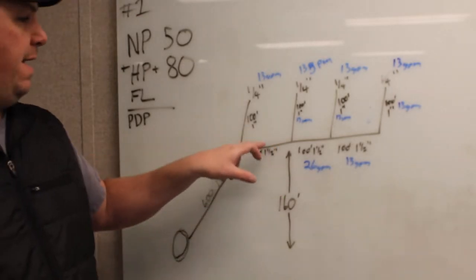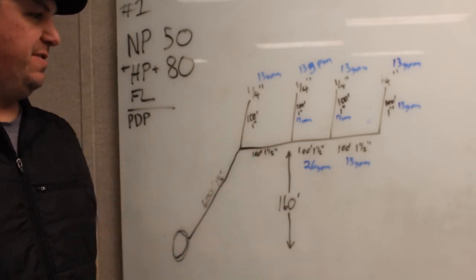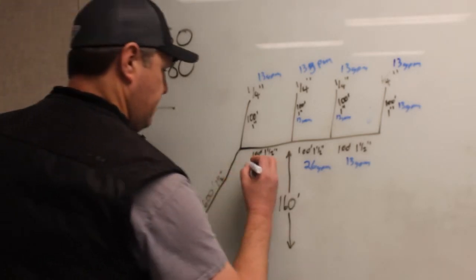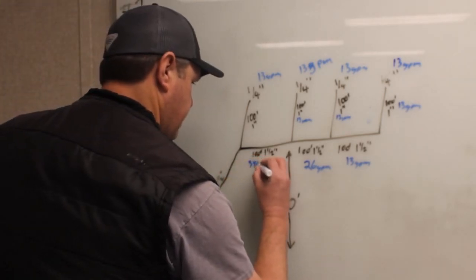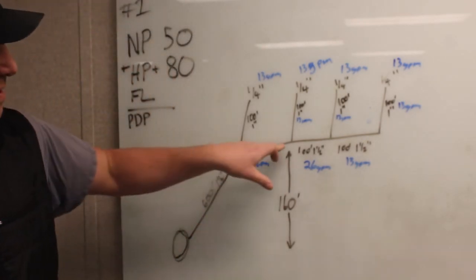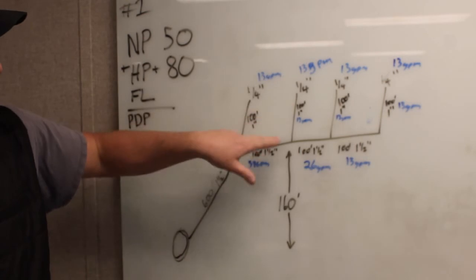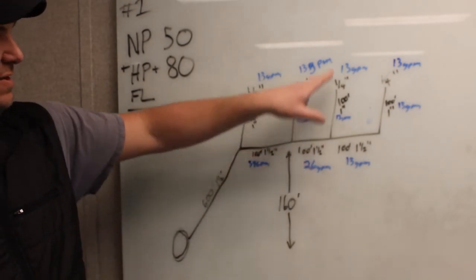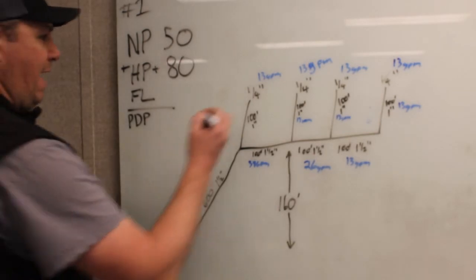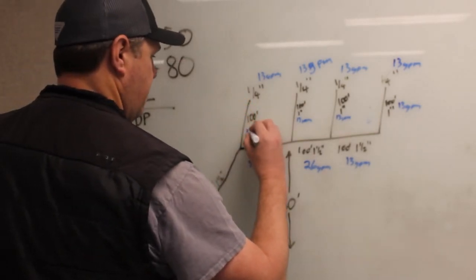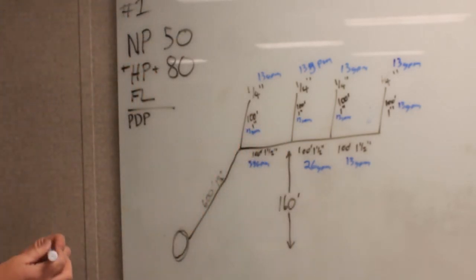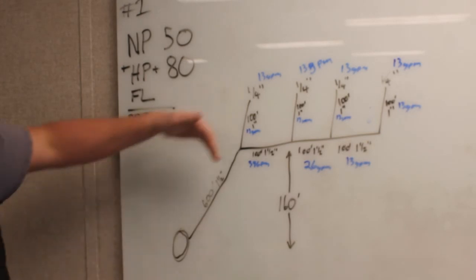All right, I'm looking at this piece of 1.5 inch hose. How much volume is flowing through this piece of 1.5 inch hose? It's 39. So 39 gallons per minute flows through this piece of 1.5 inch hose. 13 comes off, and 26 keeps going. 13 comes off, and 13 keeps going. All right, last lat, also 13 gallons per minute.